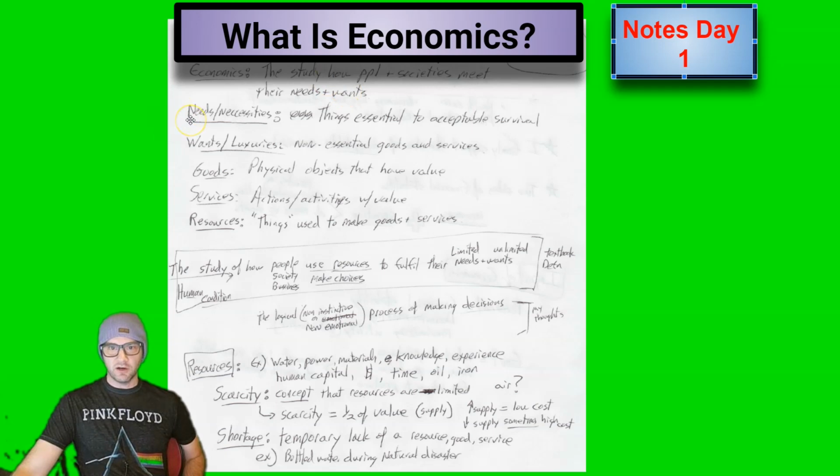Needs, often also called necessities, are things that are essential to survival. And I add acceptable survival. We'll talk about that later, but things that are essential to living. Whereas your wants or your luxuries are non-essential goods or services.